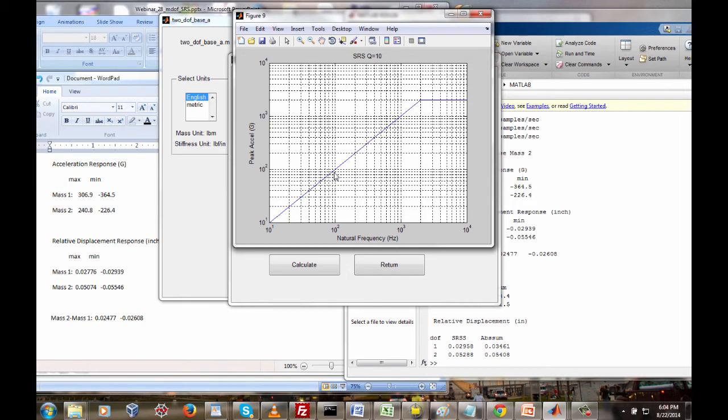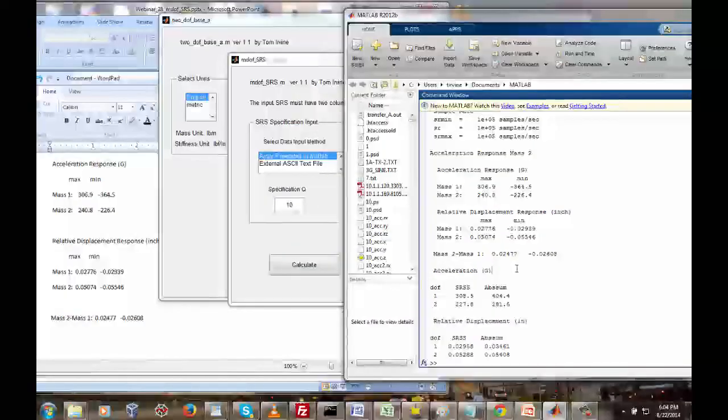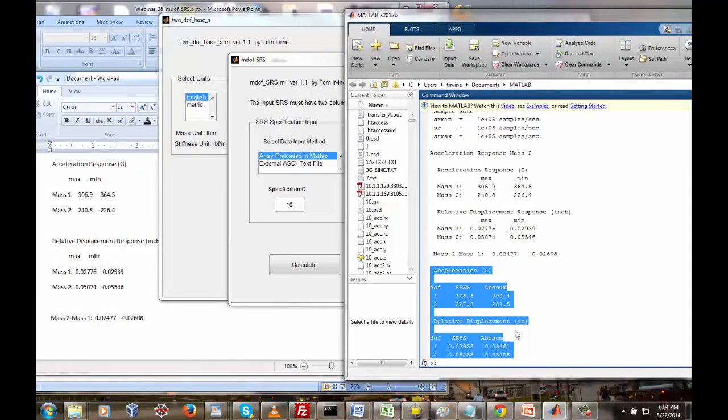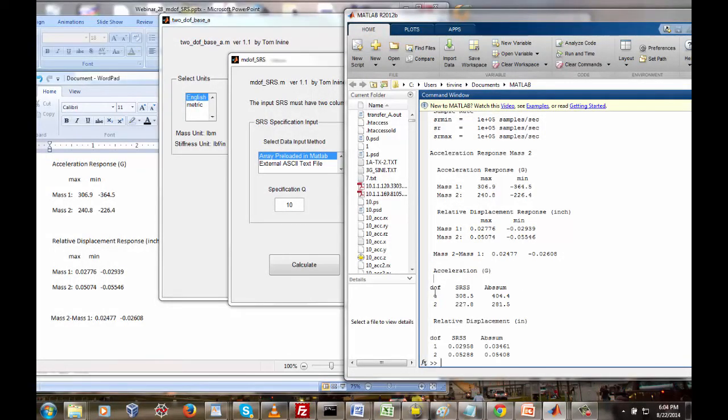We can take those two acceleration points and convert them to relative displacement by dividing by omega sub n squared. I've already told you in previous units how to go from absolute acceleration to relative displacement, so you should already remember that. Okay, so let's go to the command window and see the results here. So we've got, for degree of freedom 1 or mass 1, and degree of freedom 2 or mass 2, the square root of the sum of the squares, peak acceleration, peak absolute G levels.